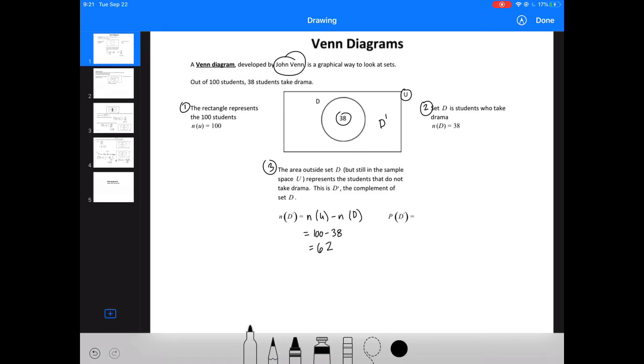The probability of a student being in that complement is going to be the number over our total number of students. So we've got 62 over 100, reduce that to lowest terms, 31 over 50, which would be just over half. Just as an aside, the probability of not taking drama plus the probability of taking drama has to equal 1. That's true for all complements and sets. They all have to add up to 1.